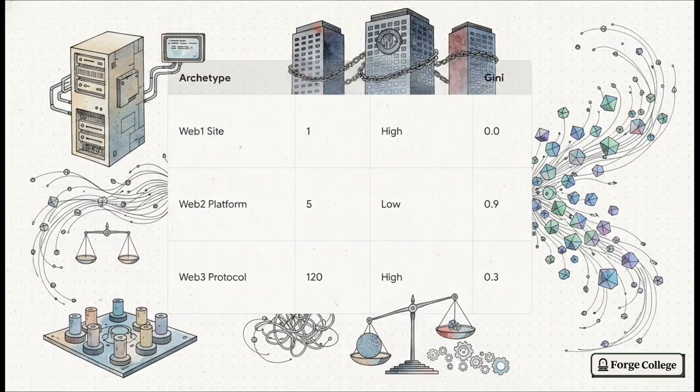We've got a static Web 1 site with 1 node, high data portability, and a 0 Gini coefficient. Then we contrast that with a centralized Web 2 platform, say 5 massive corporate nodes, very low portability, and a highly unequal 0.9 Gini. And finally, a permissionless Web 3 protocol boasting 120 nodes, high portability, and a balanced 0.3 Gini. Applying the identical rules reveals vastly different architectural realities.